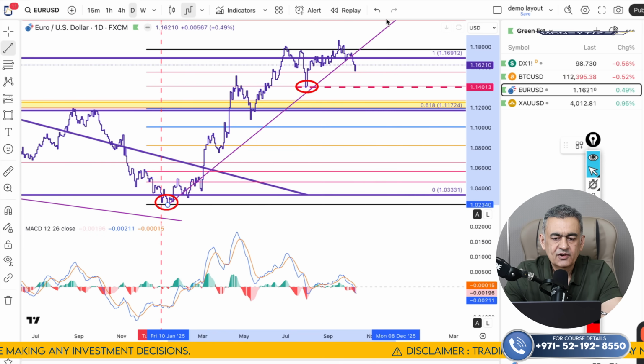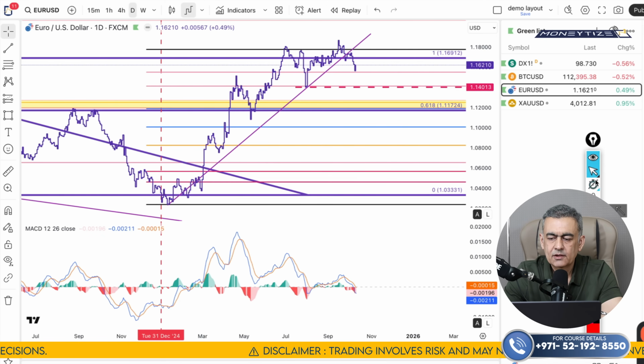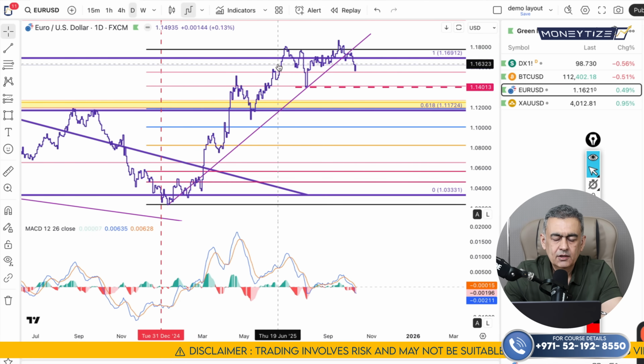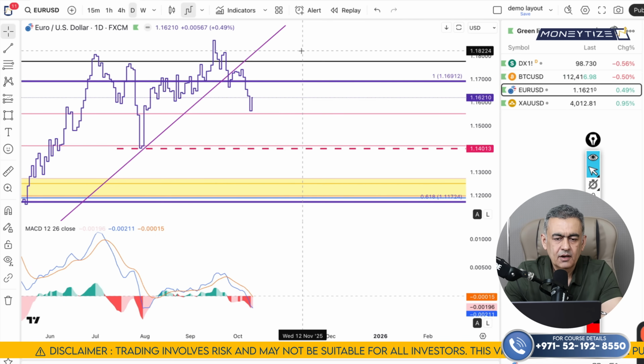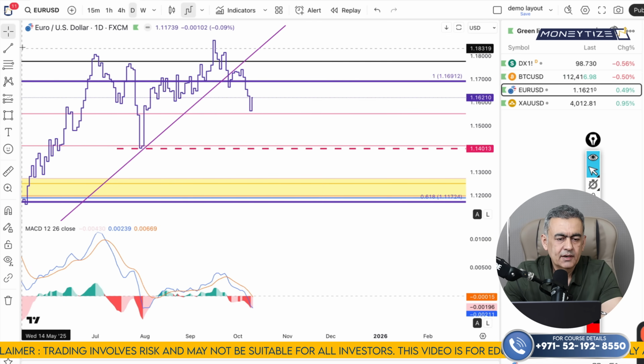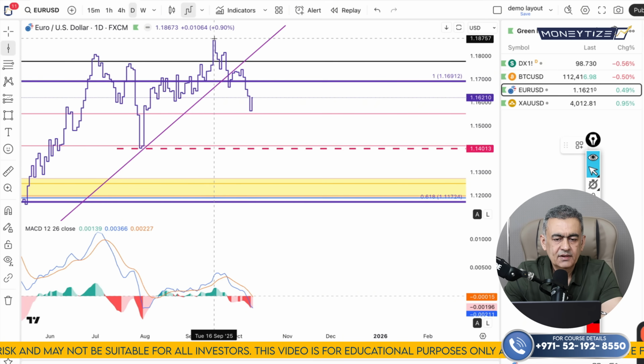And yes, the rising trend line is compromised. So sellers, they have pushed the price lower than the rising trend line. So we need to find out the first extension in the bearish direction. So let's move down lower, and I will start my extension from the highest point. So this is the highest point.